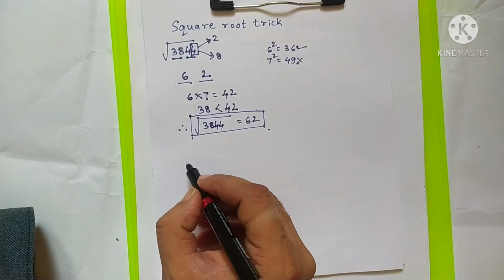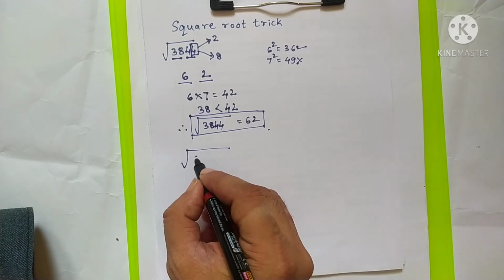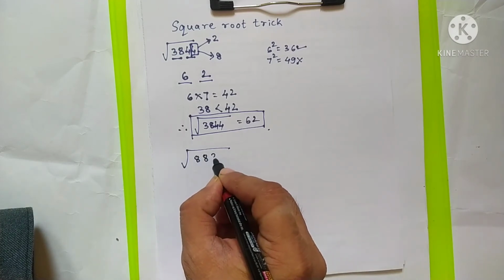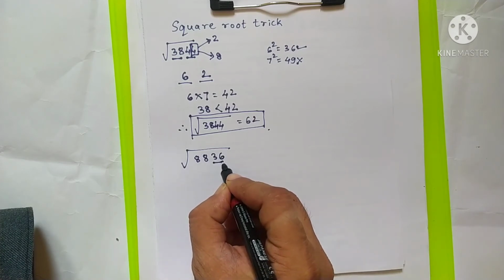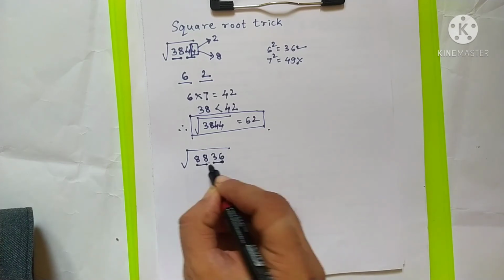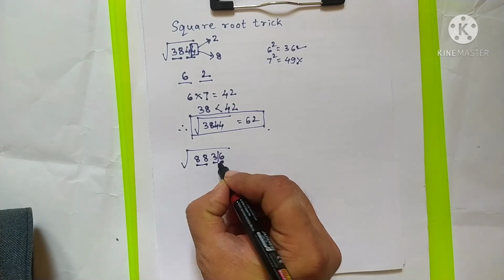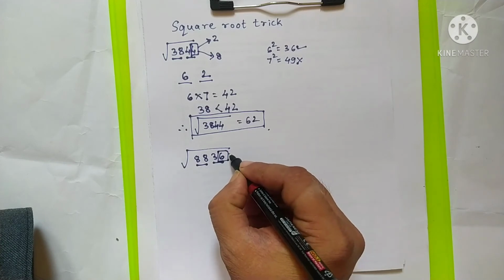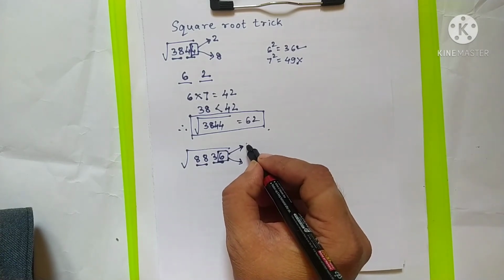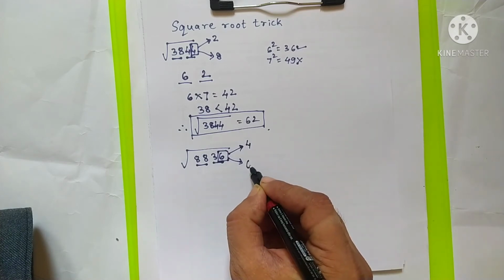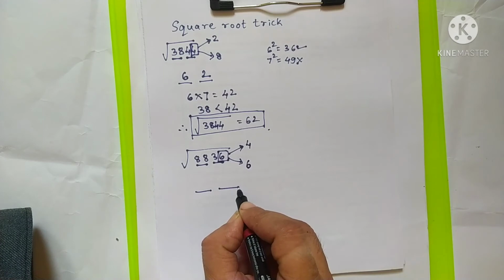Take one more example. Square root of 8836. As usual, the first group contains 2 digits. The second group may be 2 or any number of digits. So observe this 6 in the unit place. Therefore its square root may contain either 4 or 6 in its unit place. So our answer contains 2 parts.